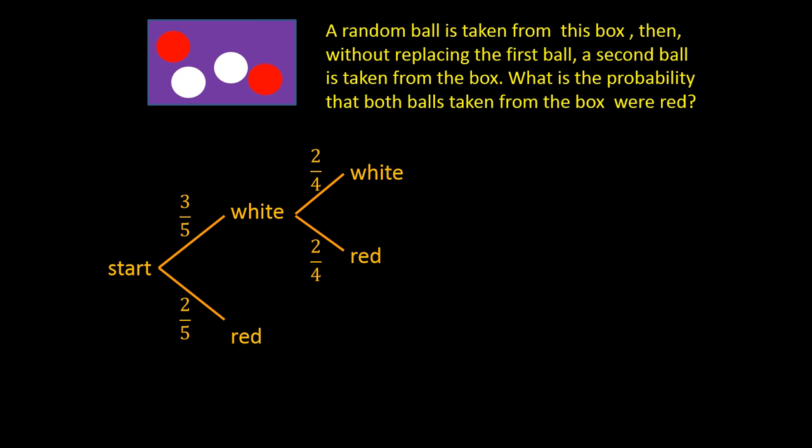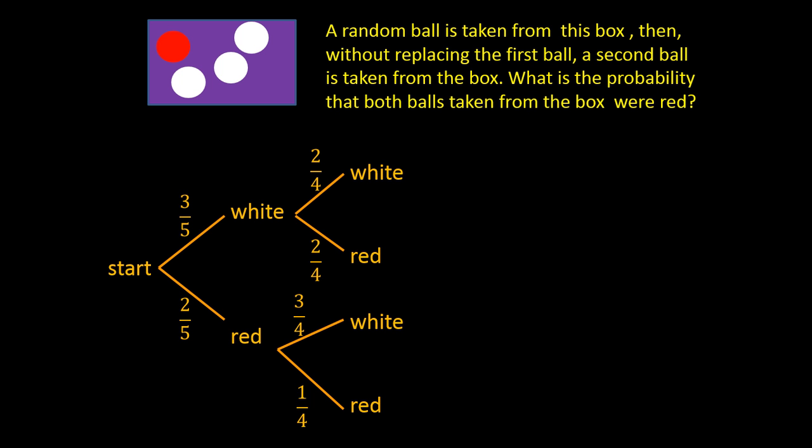Now let's go to the second possibility. Maybe we didn't take the white ball out, maybe we took a red ball out the first time. So if that's what happened, that means when we're ready to take the second ball out of the box, we have 3 out of 4 that are white and 1 out of 4 that's red. So now let's think about our probabilities.